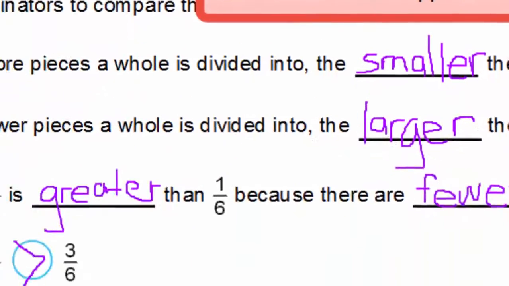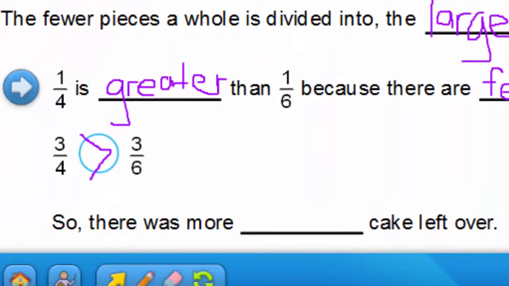3/4 of the carrot cake, 3/6 of the apple cake. So there was more carrot cake left over because 3/4 is greater than 3/6. Awesome! And you didn't even have to get any manipulatives out. You didn't have to use fraction bars or fraction circles. You looked at the denominators and thought about how the smaller the denominator, the bigger the piece. The fewer pieces you have, the bigger those pieces are. Good job.